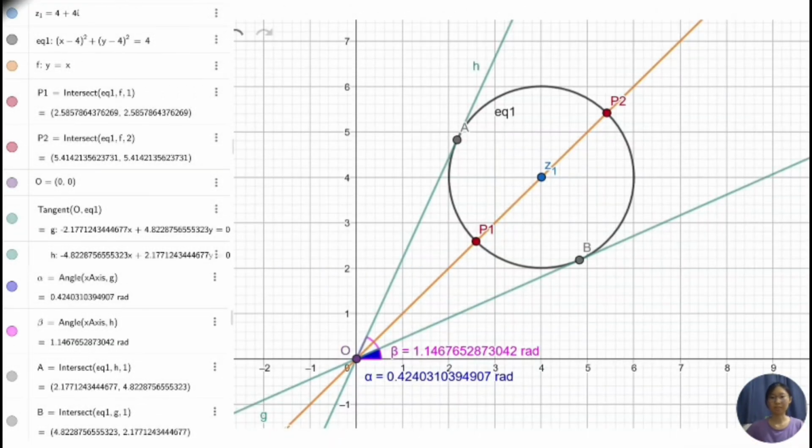Now let's visualize the circle. P1 is a Z minimum with this coordinate, and P2 is a Z maximum with this coordinate. There are two tangent lines that pass through the origin. For this line, the intersection point is A with this coordinate, and this tangent has the intersection point of B with this coordinate. The minimum argument is 0.424 radian, and the maximum argument is 1.147 radian.